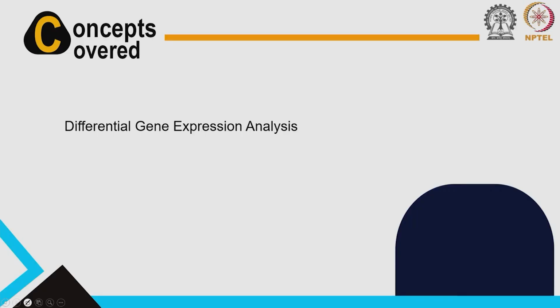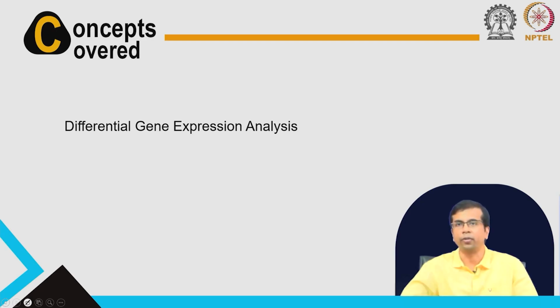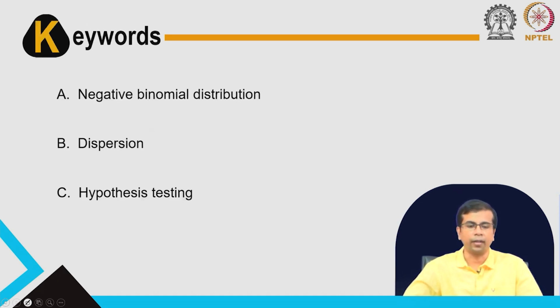So, this is the agenda for today's class. We will talk about differential gene expression analysis, we will talk about the concepts, and then we will introduce some of the tools that we use for doing this kind of analysis. Okay, so let us get started. Here are the keywords for this class that we will come across: negative binomial distribution, dispersion and hypothesis testing.